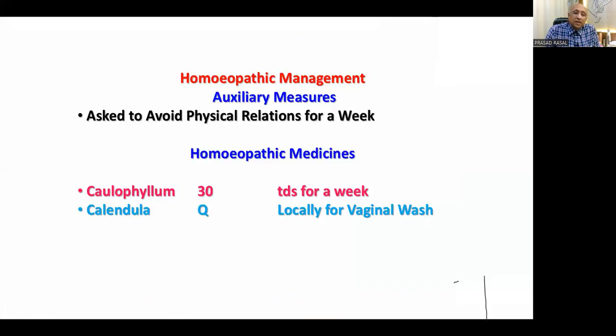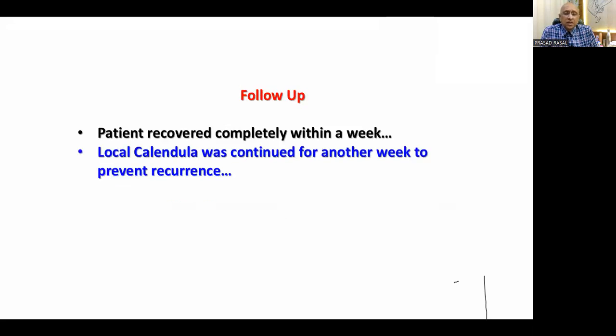So colophyllum 30 TDS for the week. I asked to avoid physical relations for a week because the ulcer gets aggravated because of an injury, and calendula Q locally for vaginal wash because it is a healing agent. It worked beautifully. Patient recovered completely within a week. Local calendula was continued for another week to prevent the recurrence.